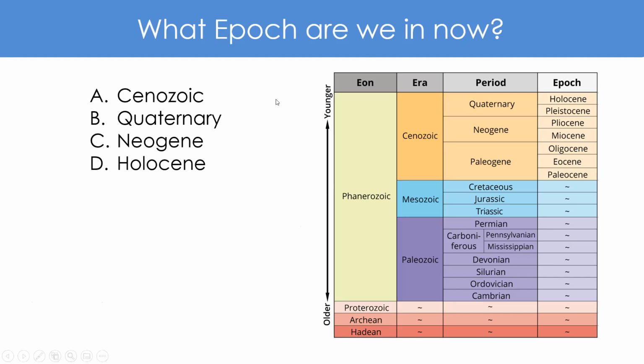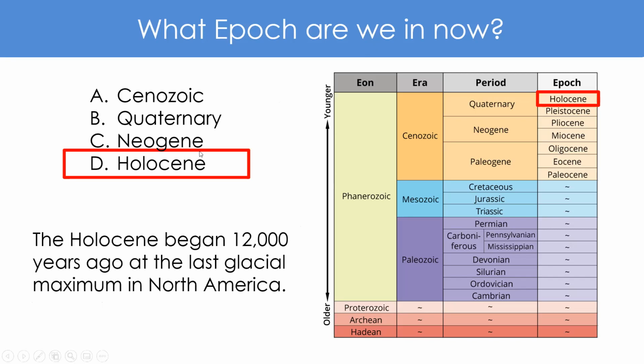I'm not going to make you guys type it in again. You guys probably have figured it out. We're in the Holocene. The Holocene started about 10,000 years ago. 12,000 years ago, close enough. That was when the last glacial maximum was in North America, meaning that was the last glacial advance. And ever since then, we've never had so many glaciers on Earth.